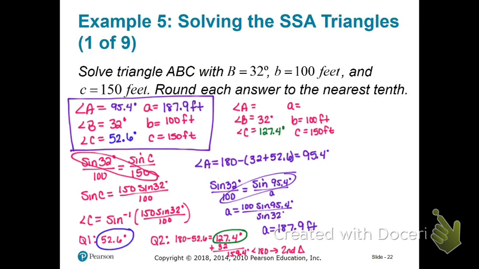Now we just got to do our second one. All right, so for the second one, we can find angle A the same way, right? So 180 minus the other two added together. Whoops, looking at the wrong numbers. Which is? 20.6. I'm sorry? 20.6. Good.